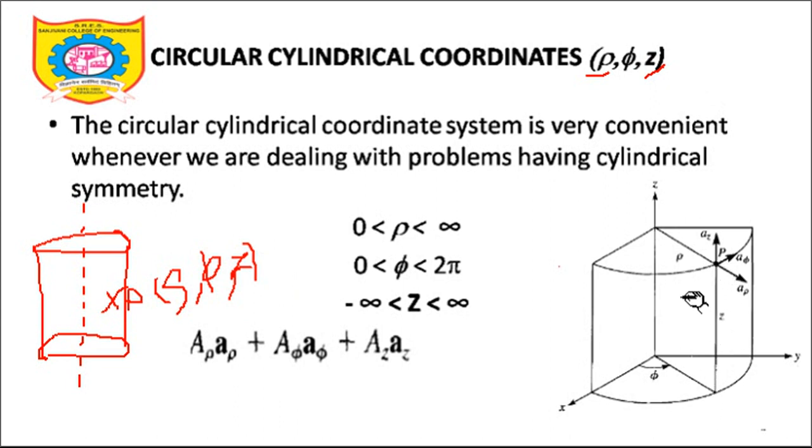Since z is a simple distance measured from the z-axis, if a point P is located, there will be three unit vectors: one in the direction a rho bar, another in the direction of phi along the curved surface, a phi bar, and a third in the direction of height, az bar. So a rho bar will be in the direction of radius, a phi bar will be the direction on this curved surface, that is azimuth, and az bar will be the unit vector in the direction of z.